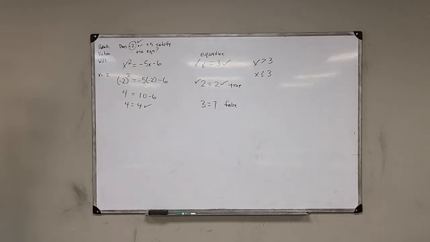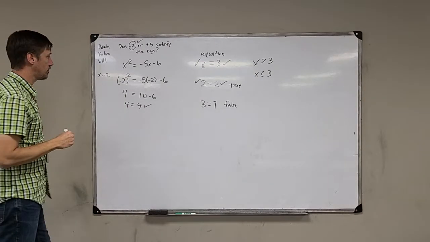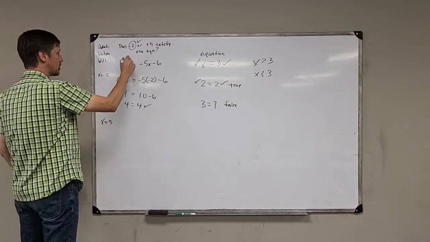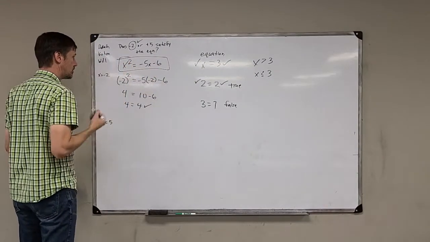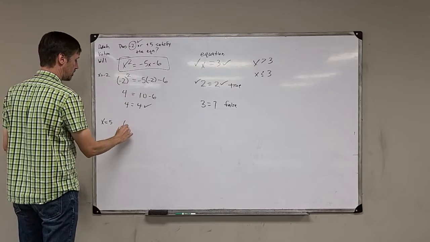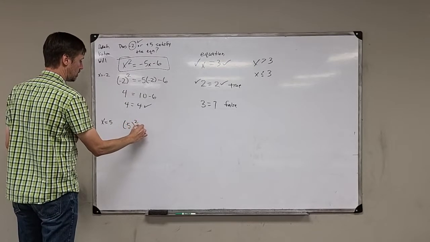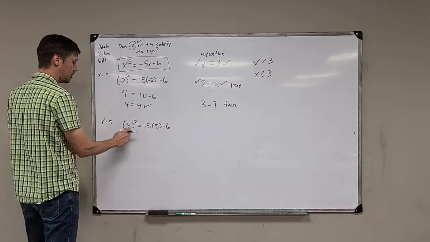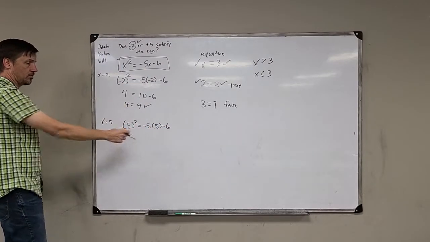All right? Now let's check our other value. Let's see if 5 satisfies the equation. So what if we say x equals 5? We're going to do exactly the same thing. We're going to take our equation here, and everywhere we have an x, we're going to plug in 5. So we say 5 squared equals -5 times 5 minus 6. Everywhere there was an x in our original equation, I put 5 in there.